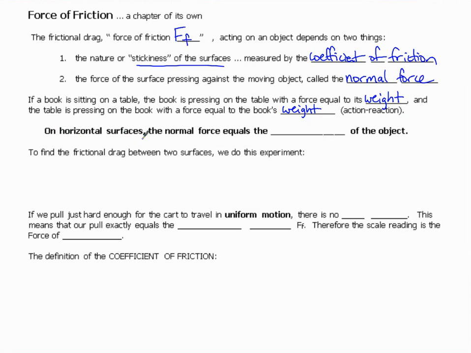On horizontal surfaces, the normal force equals the weight of the object. Note the bold print here. On horizontal surfaces, the normal force equals the weight of the object. To find the frictional drag between two surfaces, we do this experiment. So here is a surface, here is, let's say, the object, and we are going to pull the object at a constant speed.